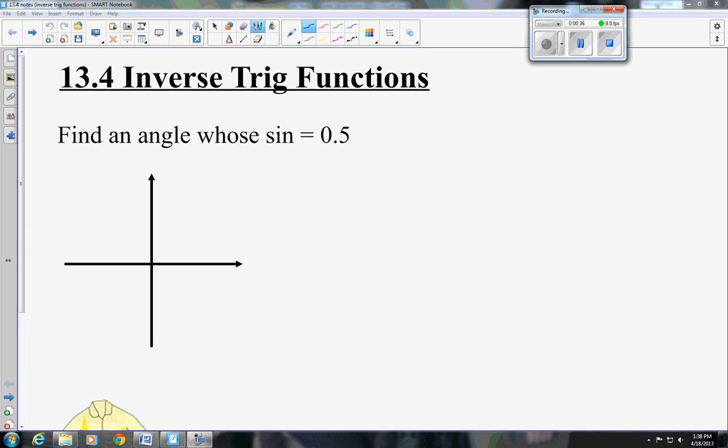So, get your unit circle out. We're going to refer to that lots. Keep it handy.